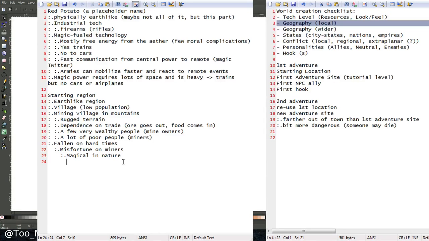So let's talk about what can be going on in the mines. It's magical in nature. I'm going to start a new bullet here for a first adventure, since it sounds like we're already up to designing that. So we're in the first adventure, and in location, we're in the mines below town.